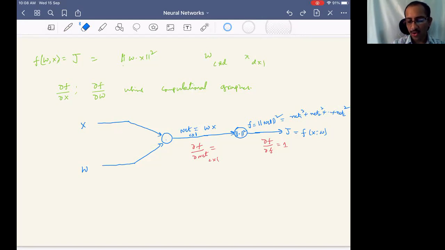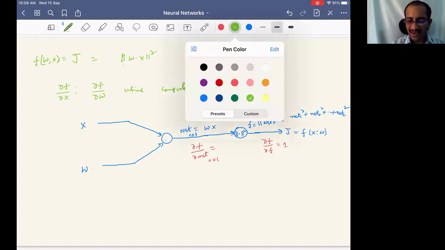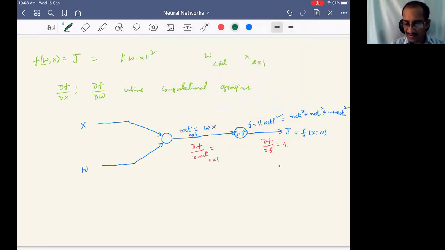What is the answer of this? ∂/∂net of ∂f/∂net. If I compute ∂f/∂net, what will it be? See, f can be written as this norm square. Can you suggest any other way of writing this norm square? Net is a vector, okay, and net norm square can also be written as what?